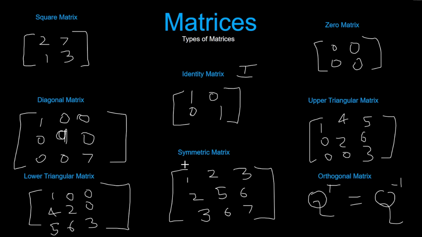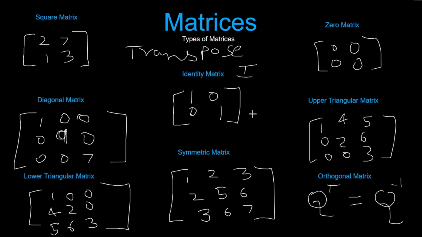And next we have symmetrical matrix. To understand symmetrical matrix, we need to understand another concept called transpose. Let me write it here. Transpose. Transpose is when we interchange the rows and columns of the matrix. So we just interchange the elements. Instead of writing the elements row wise, we write them column wise and get a new matrix. It's just like interchanging the elements.